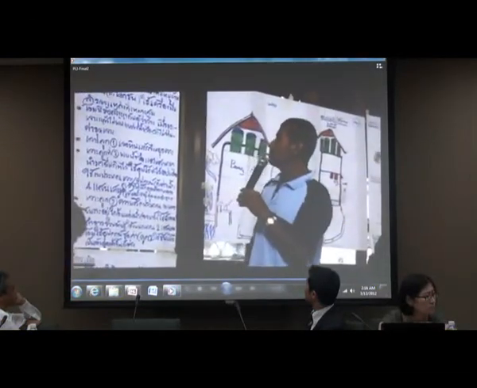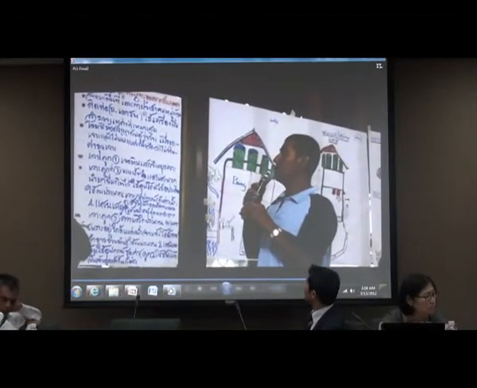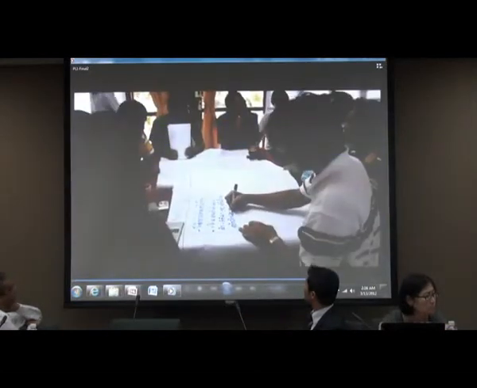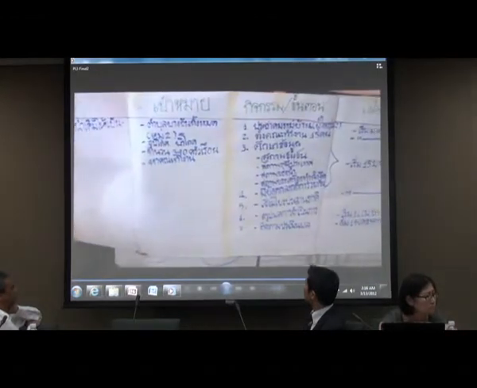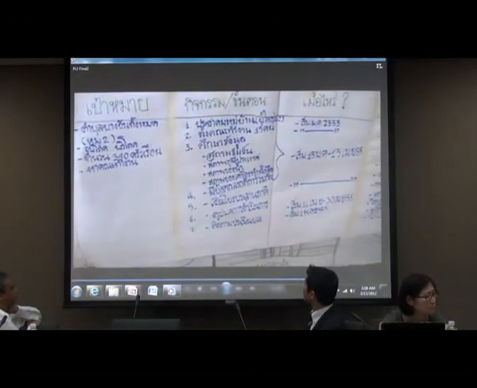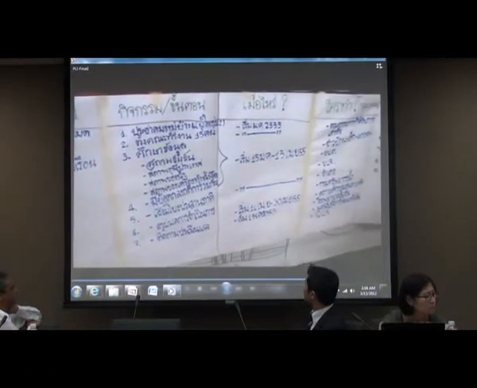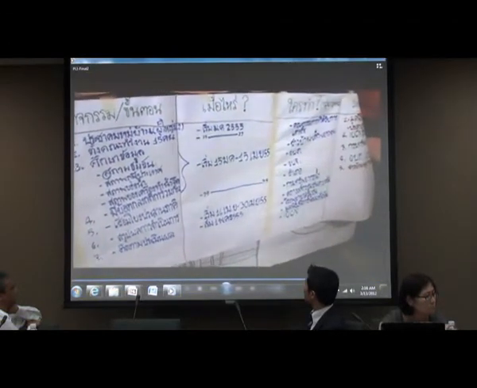On the last day, participants developed an action plan which clearly defined what are the actions that need to be done, who are the persons responsible for it, what are the resources needed, and what is the timeline for each activity in the action plan.